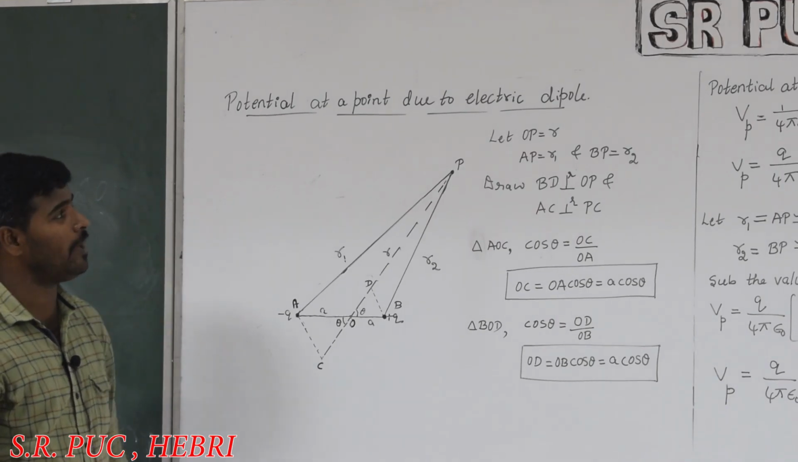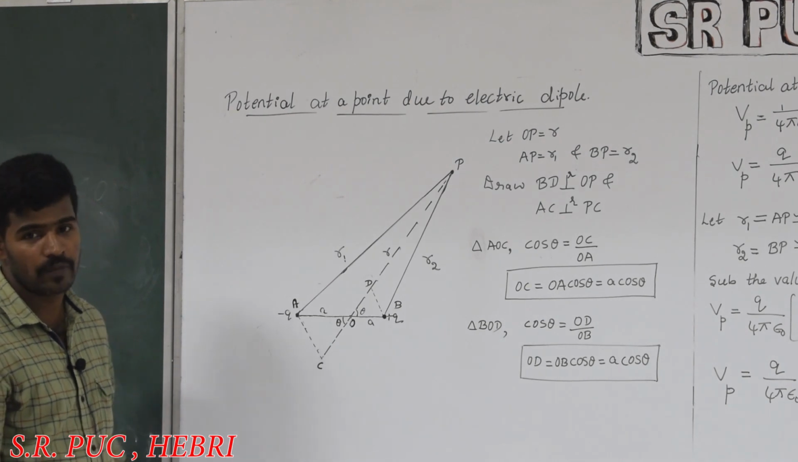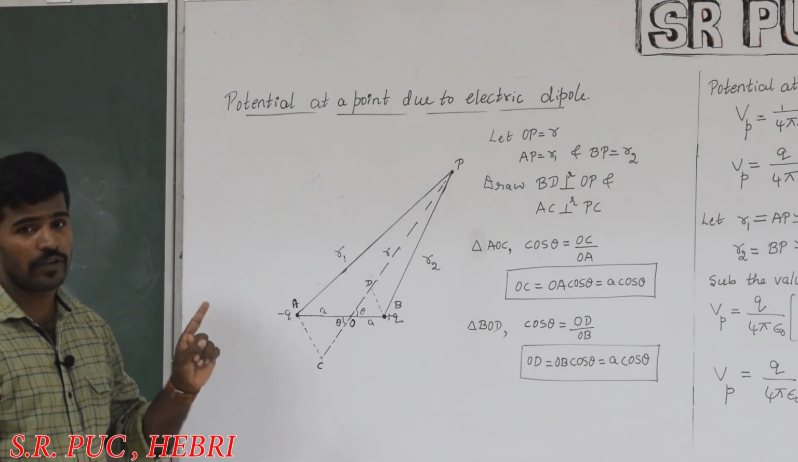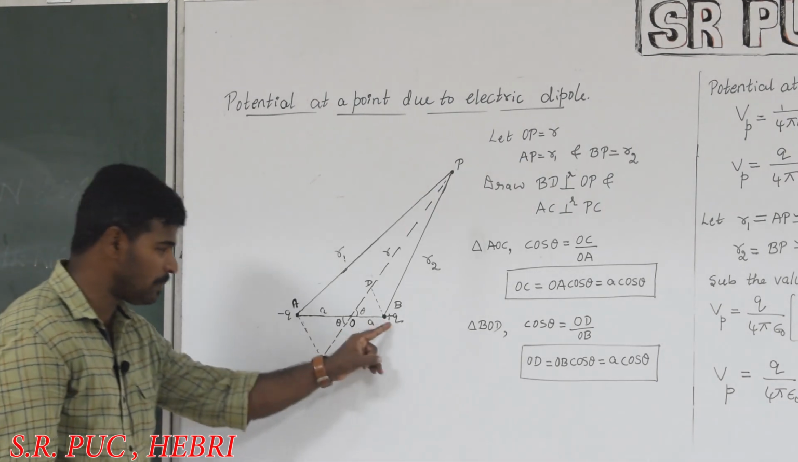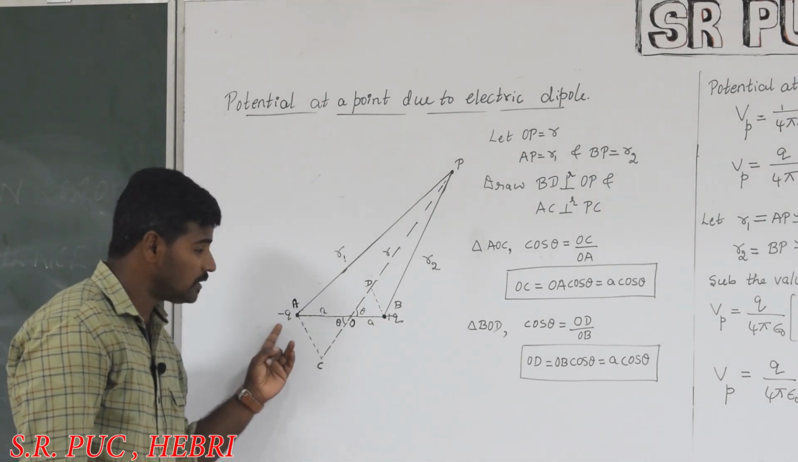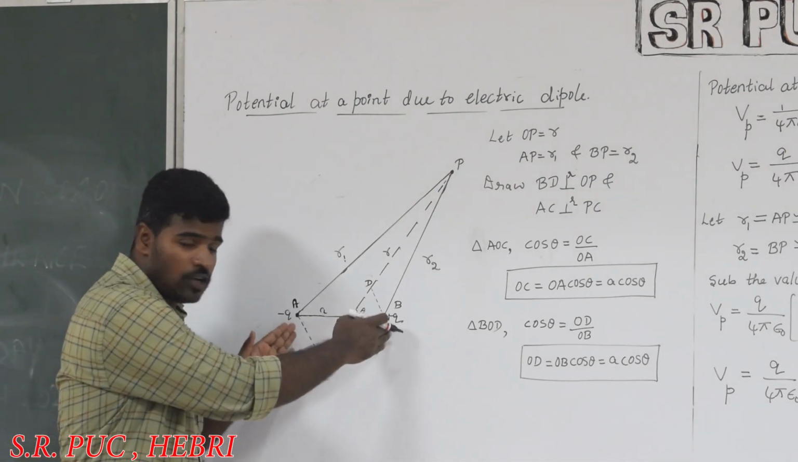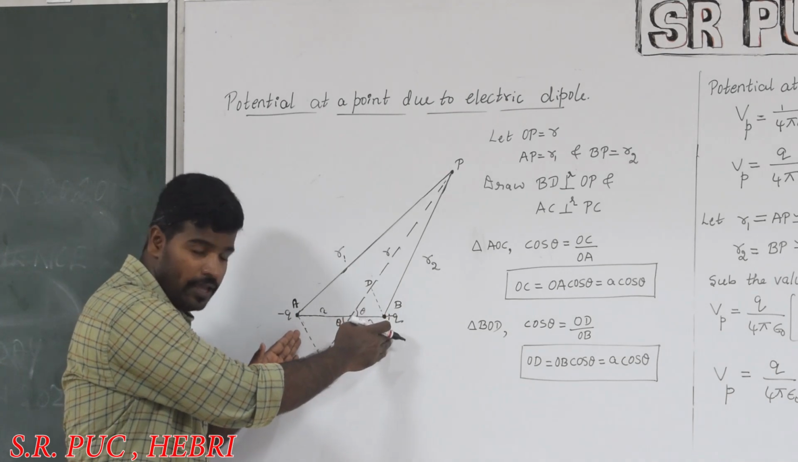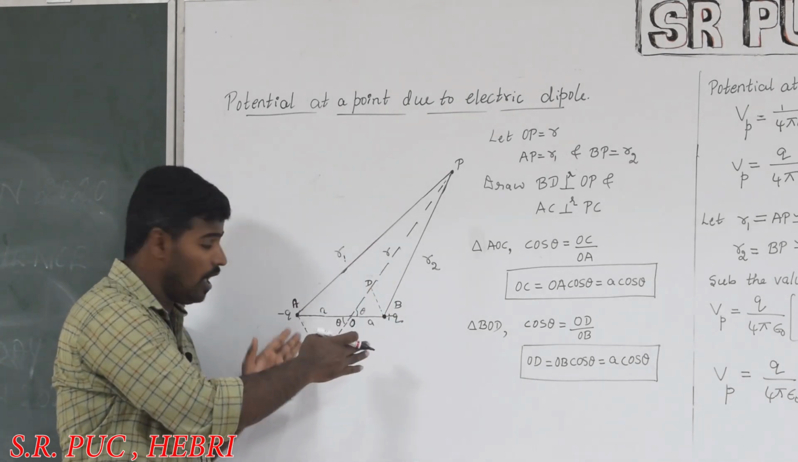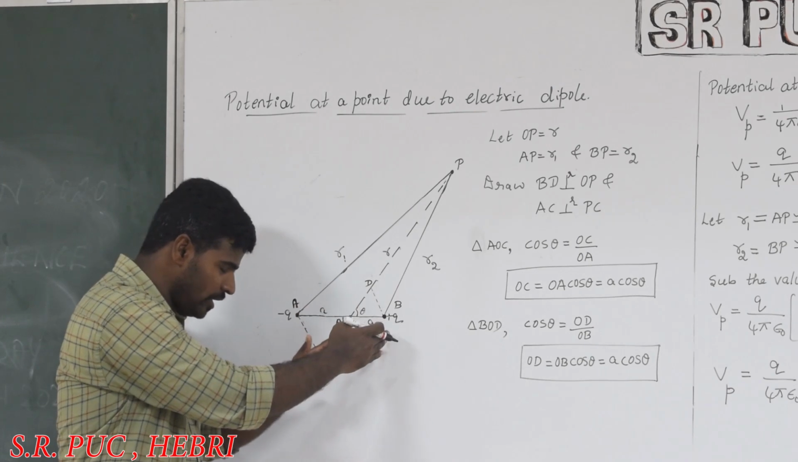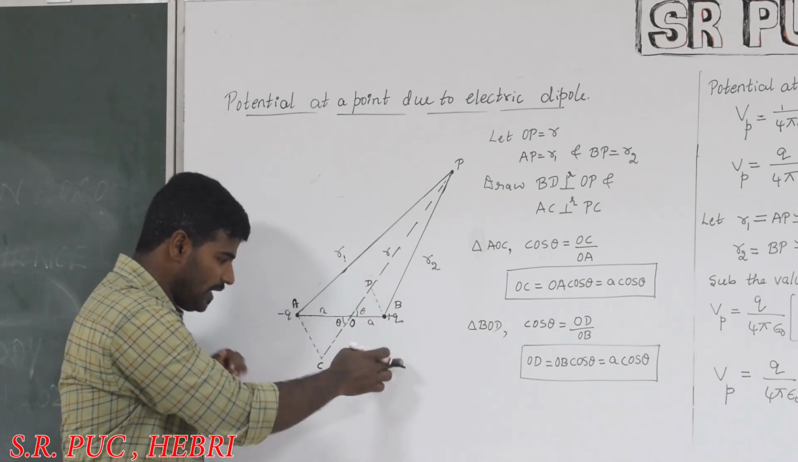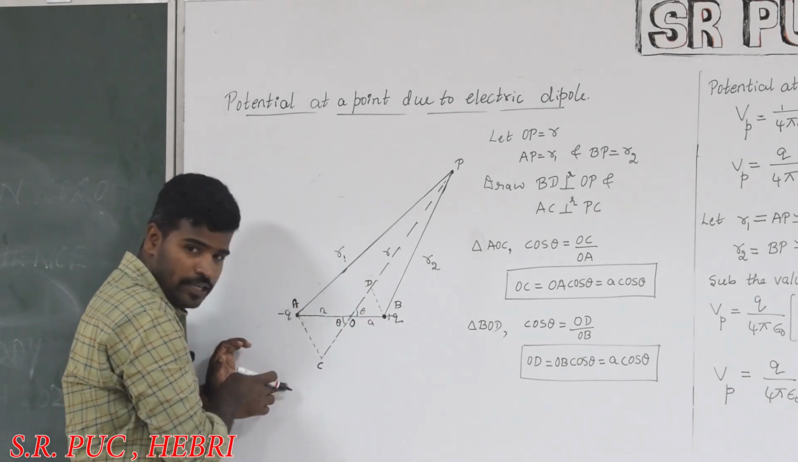Next concept, potential at a point due to an electric dipole. In general, a pair of equal and opposite charges, that is plus q and minus q, separated by a small distance called 2a, is known to be an electric dipole. The same electric dipole that I have taken over here, minus q as well as plus q, is separated by the distance 2a.